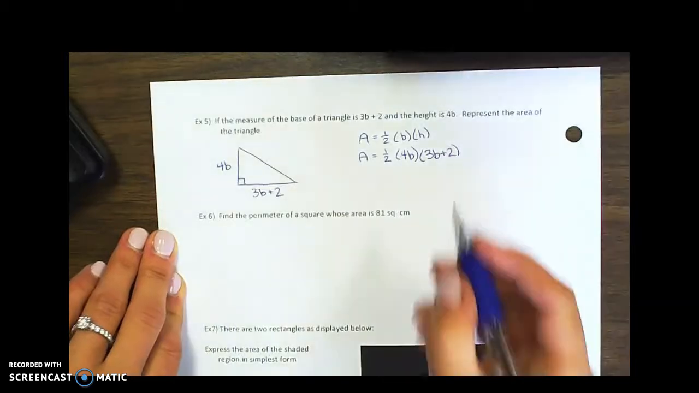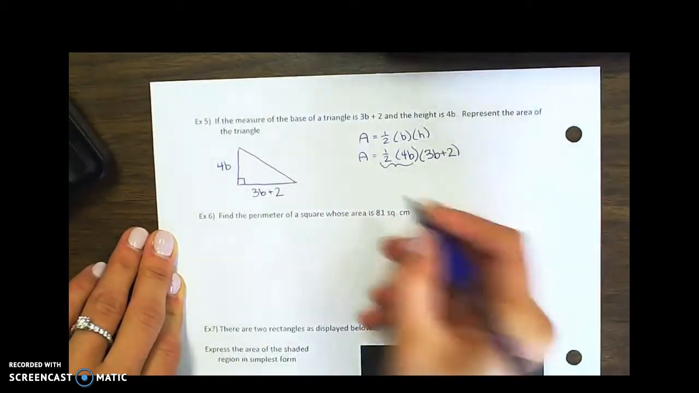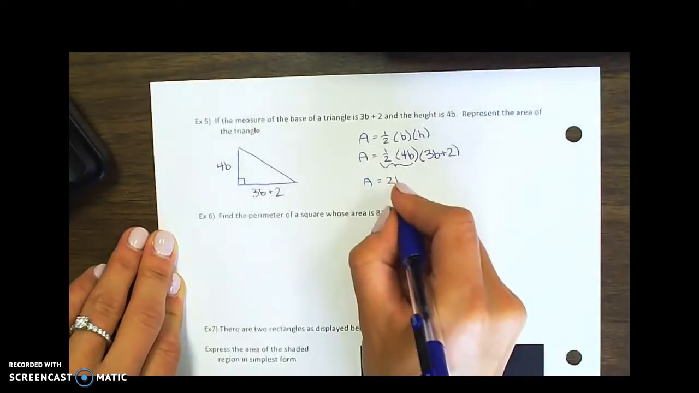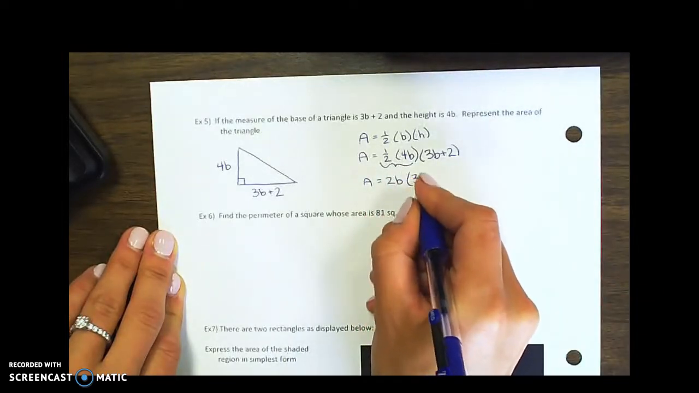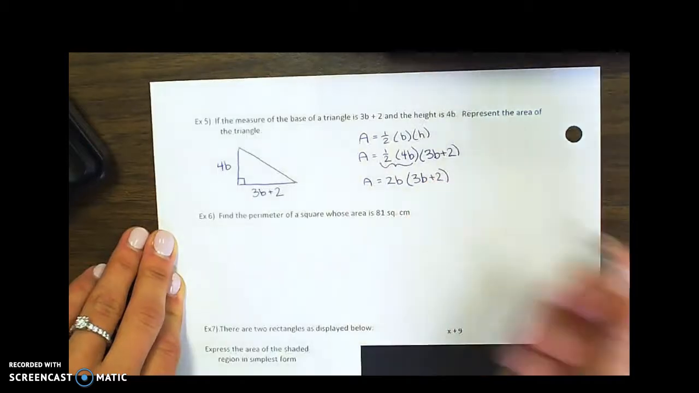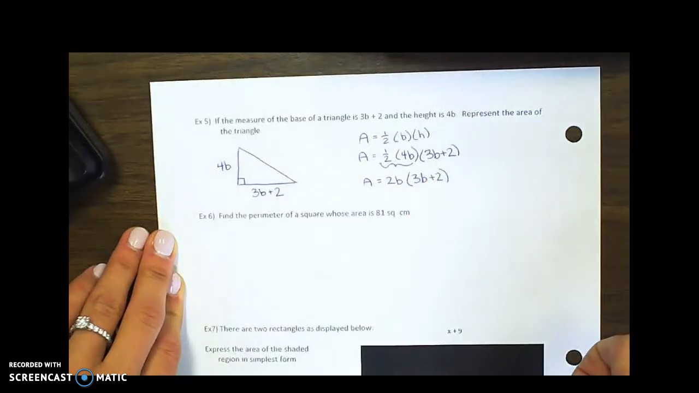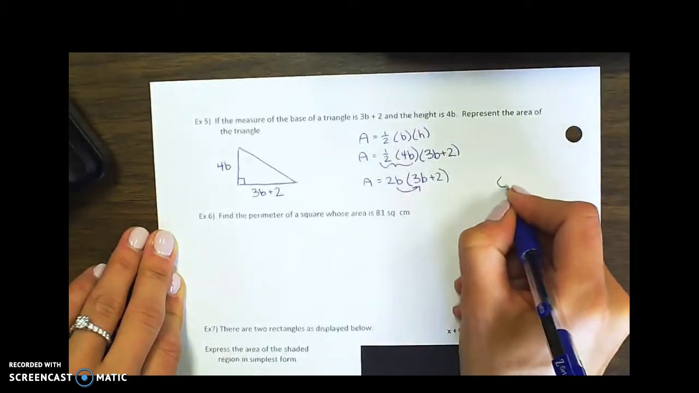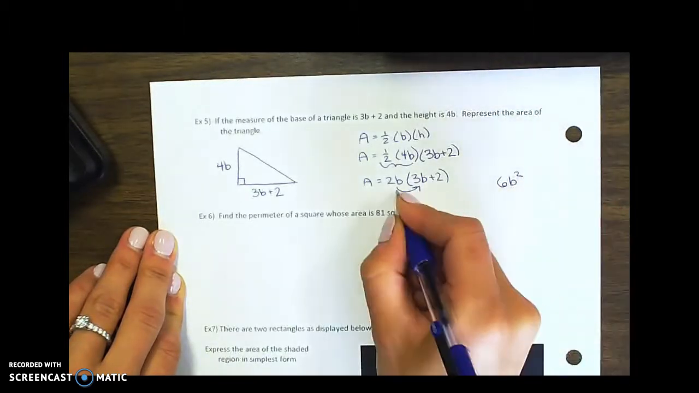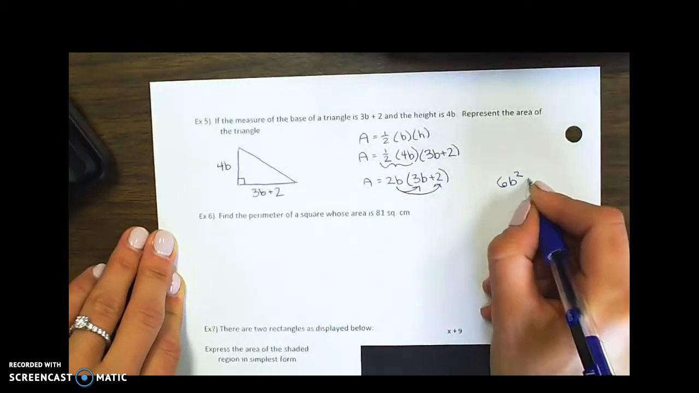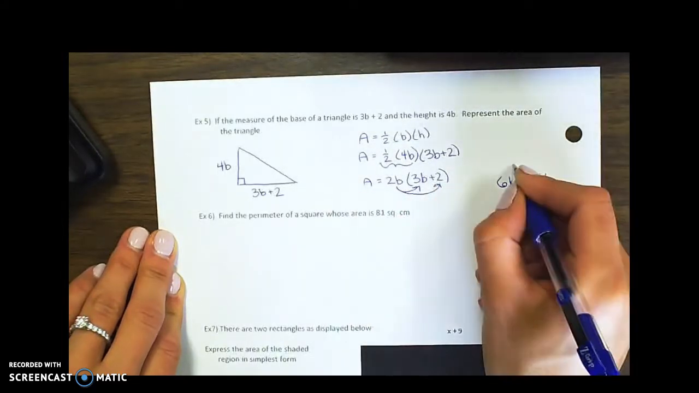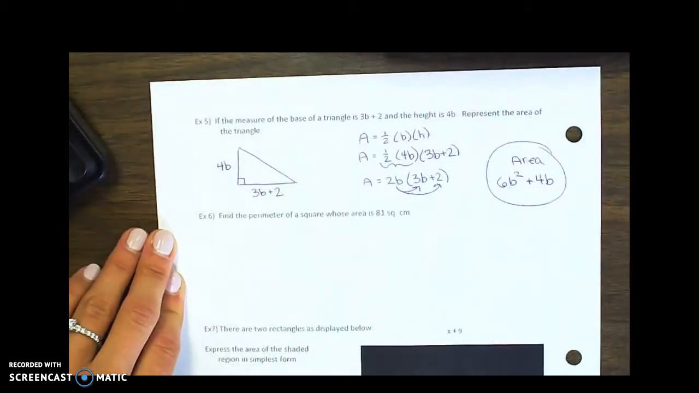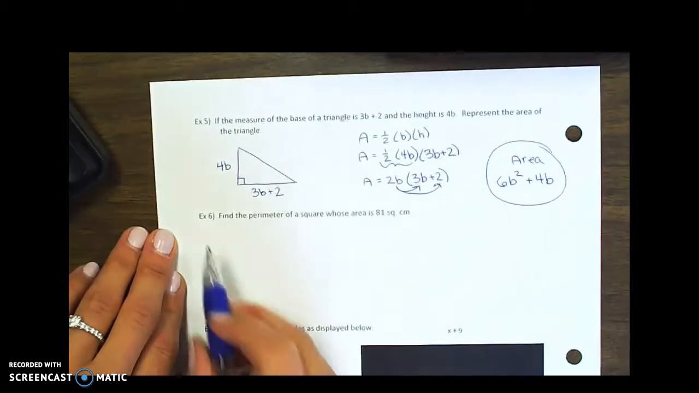I'm going to start by multiplying the first two terms together. So area equals, 1/2 times 4 is going to give me 2b, parentheses, 3b plus 2. Now I'm going to distribute the 2b to get rid of the parentheses. So we distribute here and we're going to get 6b squared. Distribute here plus 4b. So that is my new area. And we've got it.